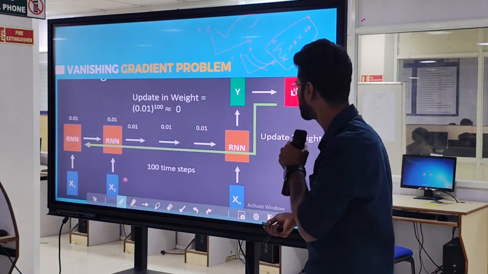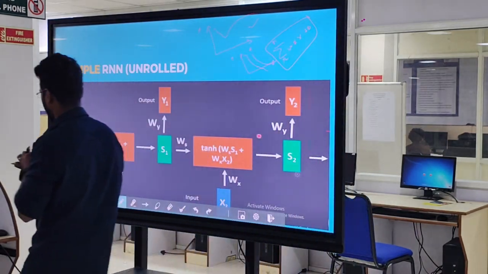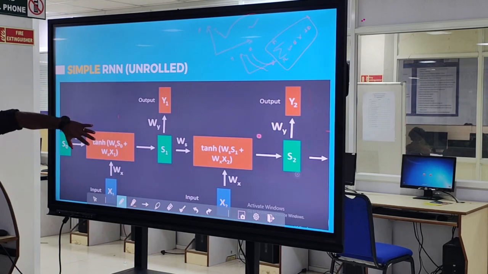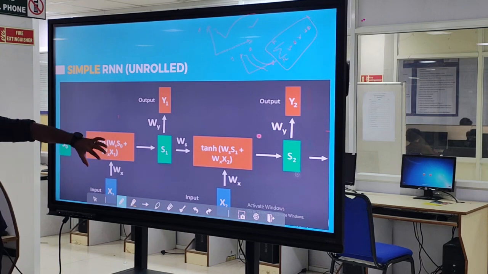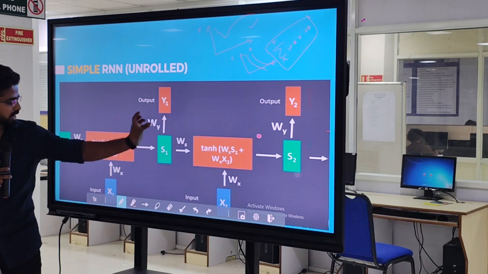This is a simple scenario. This is how your architecture looks. We take the previous cell state information along with the weights we are calculating, and we have these functions: the tanh, the weight of the previous state, and the weight of the current input. Now we are calculating results. We calculate the weights of the results with respect to this time state, and we give that to the next cell.